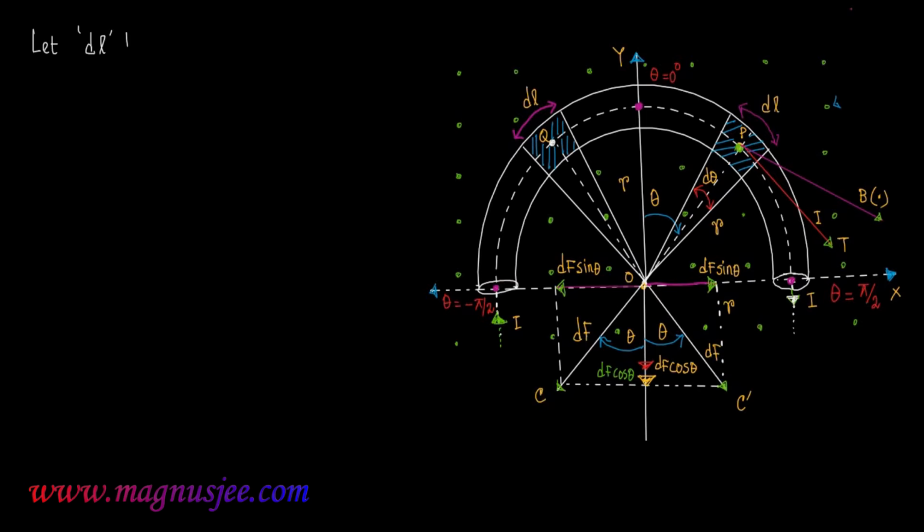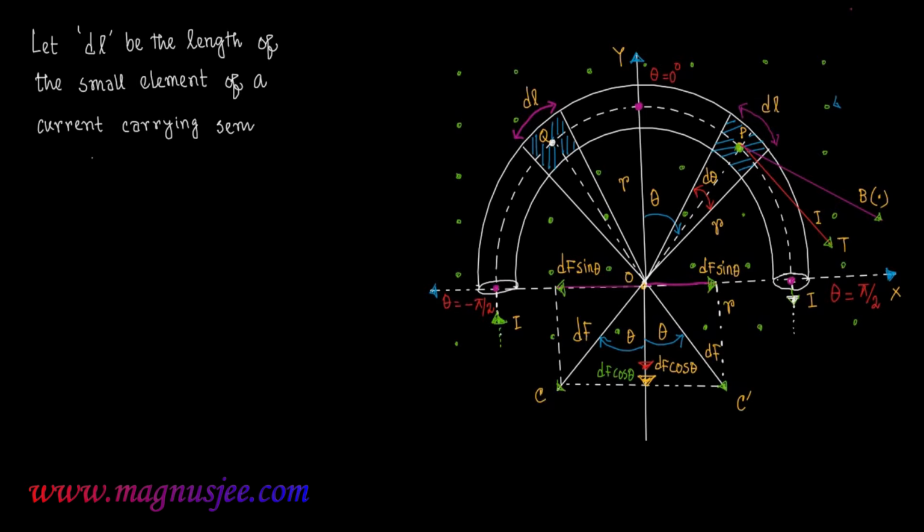Let dl be the length of the small element of the current carrying semicircular wire or coil at the point P. The semicircular wire is carrying a current I.